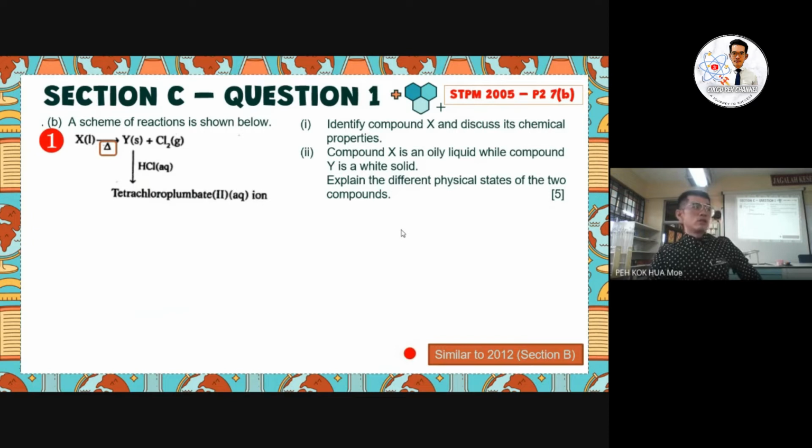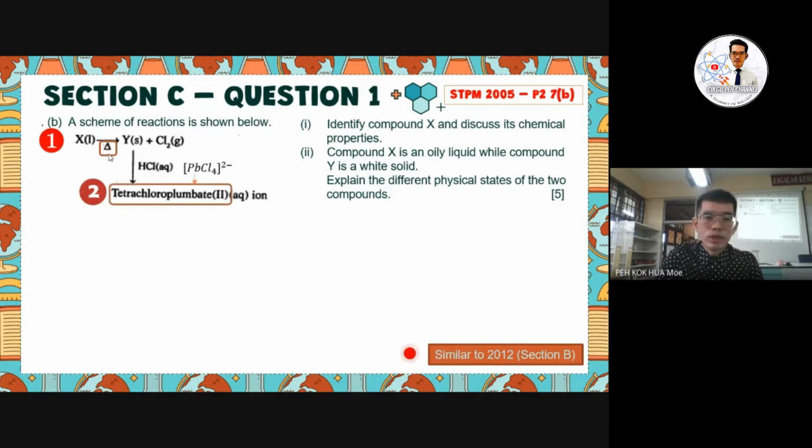Here, in the first equation, you can see a triangle. That means we have to discuss the thermal stability. Sometimes we don't know what the question is going to ask, but from the information in the question, you can try to relate what reaction is going to be discussed. So here it will be related to thermal stability.